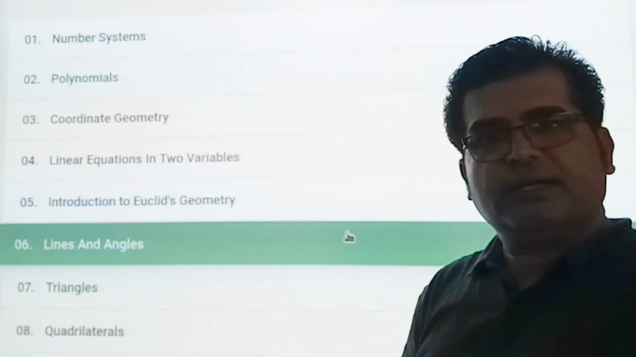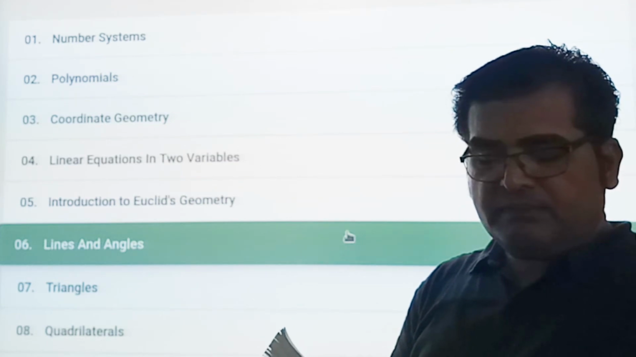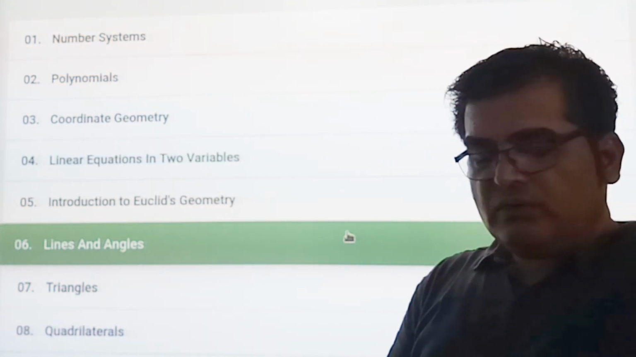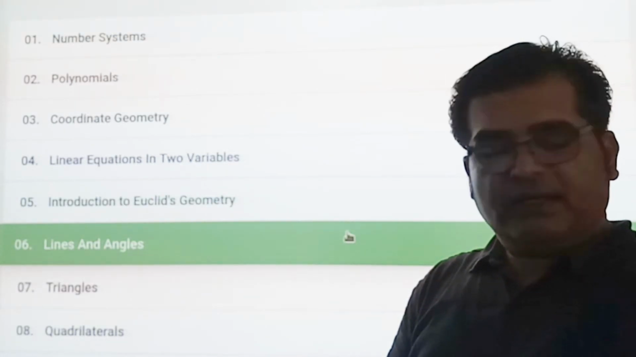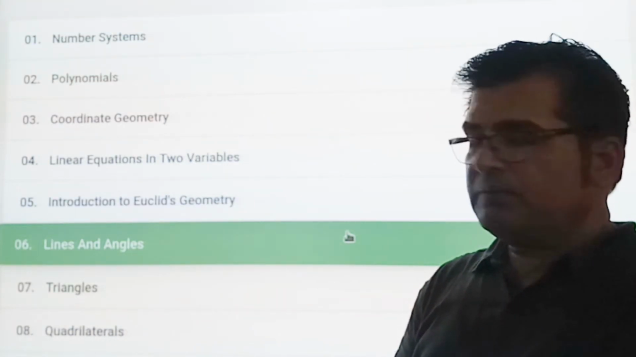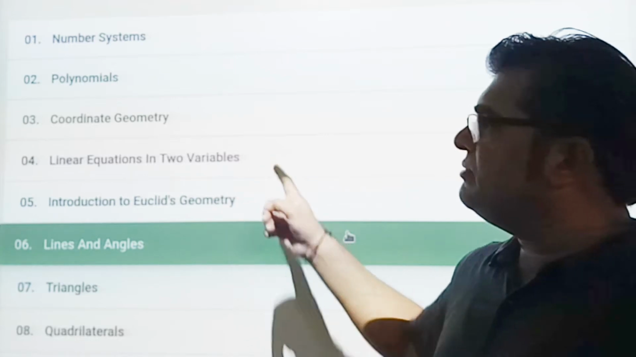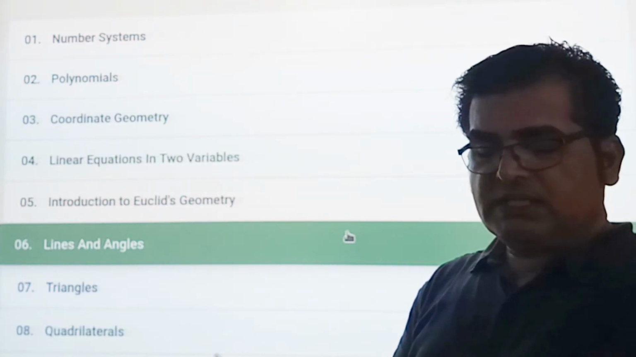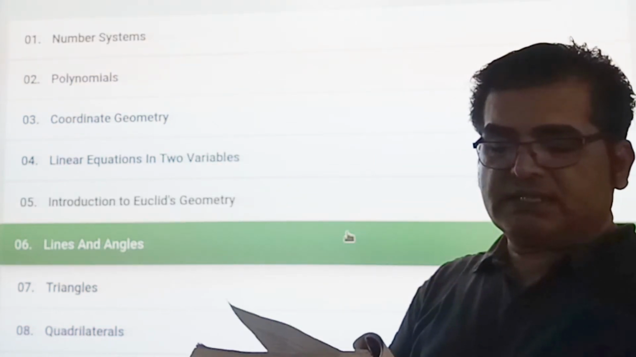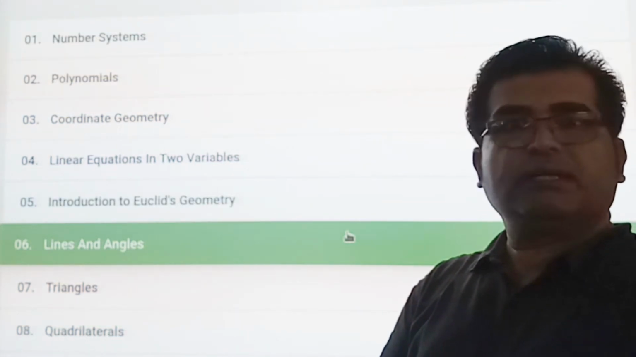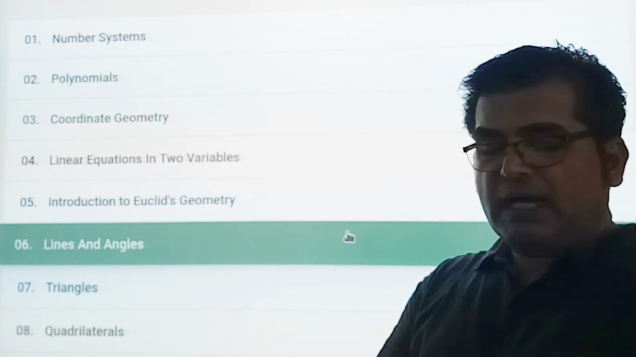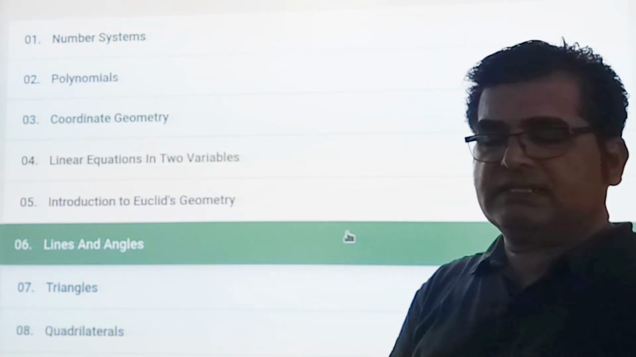In coordinate geometry, you will study Cartesian plane, plotting a point in the plane if its coordinate is given. Then chapter 4 is linear equations in two variables. Then you will study linear equations, solution of linear equations, graph of a linear equation in two variables, equations of lines parallel to x-axis and y-axis.